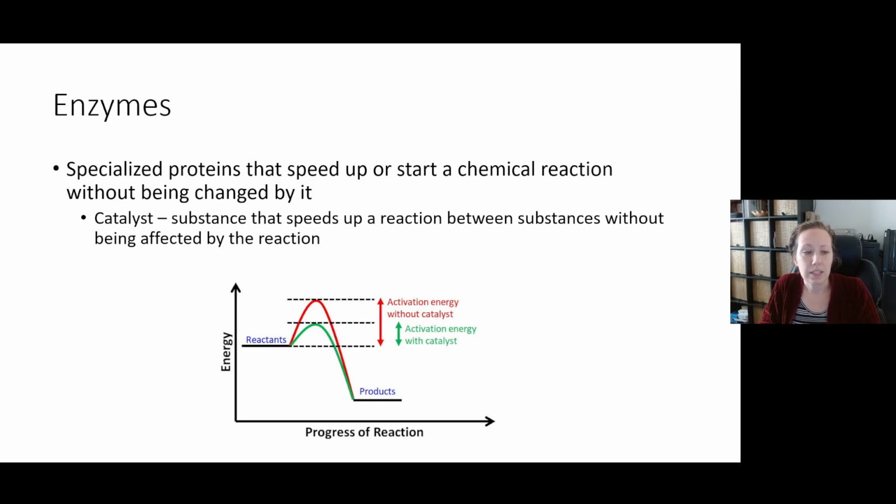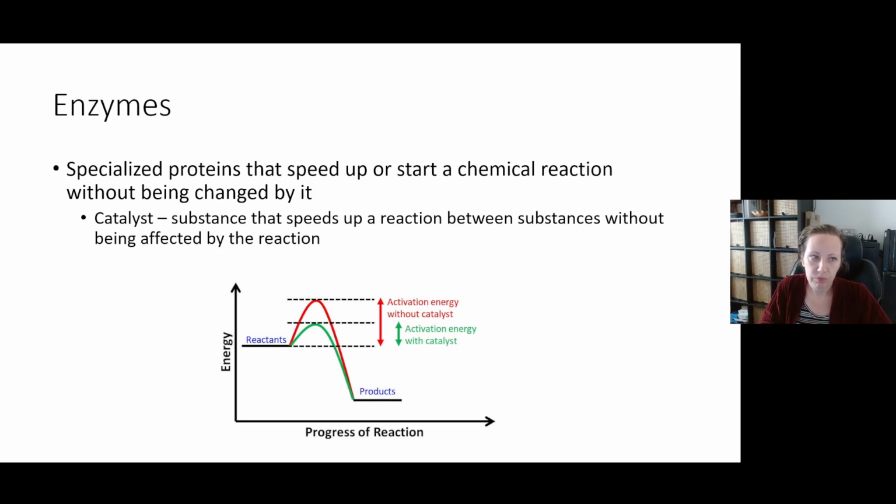An enzyme is just a special version of a catalyst. A catalyst is defined as a substance that speeds up a reaction between substances without being affected by the reaction. So the only difference between an enzyme and a catalyst is that an enzyme is a protein catalyst. Okay, a catalyst that is a protein. Not all catalysts are proteins.